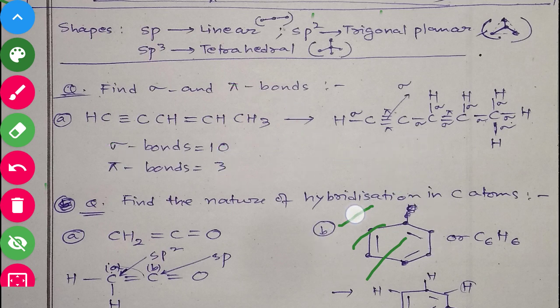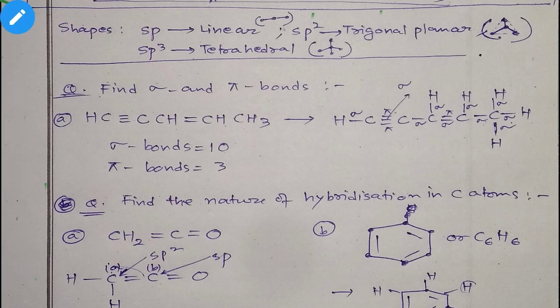Now one more question will come, and that also I'll complete today itself. Find out the type of hybridization in the given carbon atoms. I have already told you, when it is sp3, it will be tetrahedral, and it is sp3 when your carbon atom is connected to 4 different atoms. So that will be sp3.